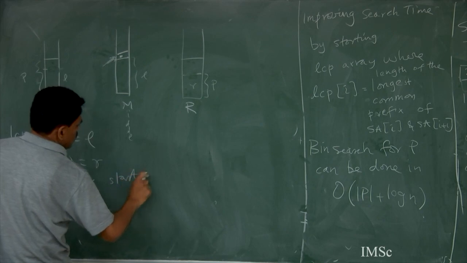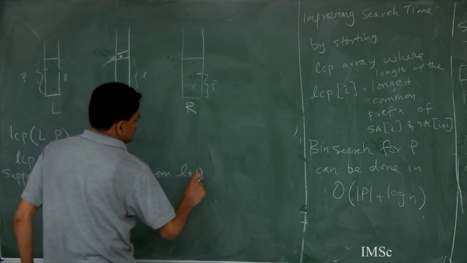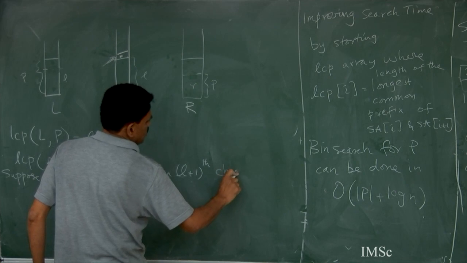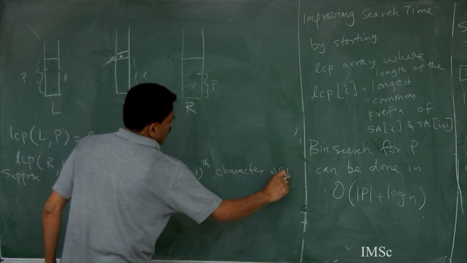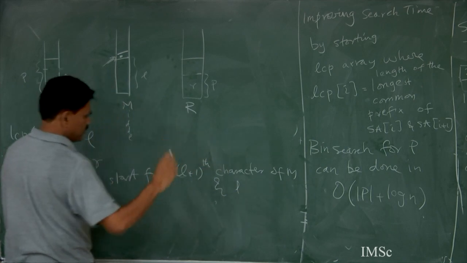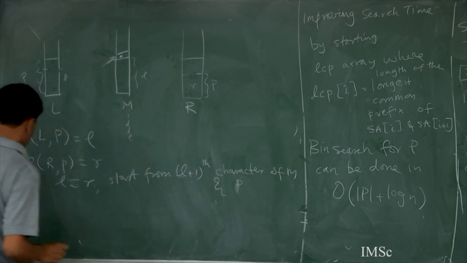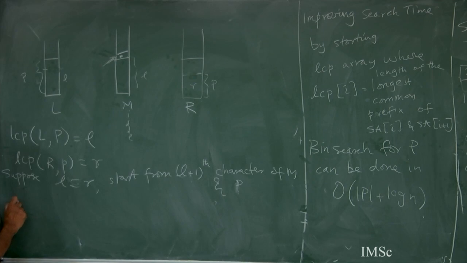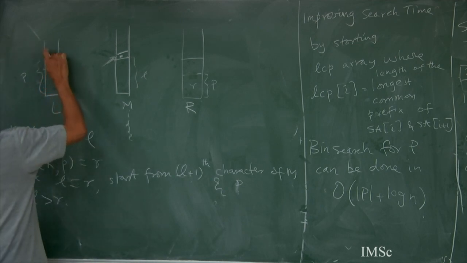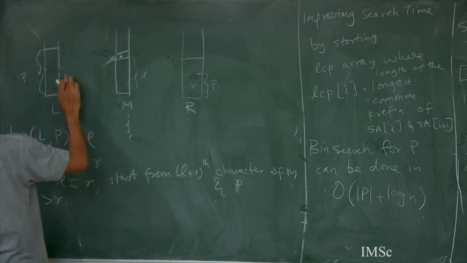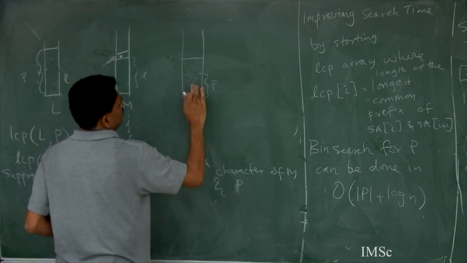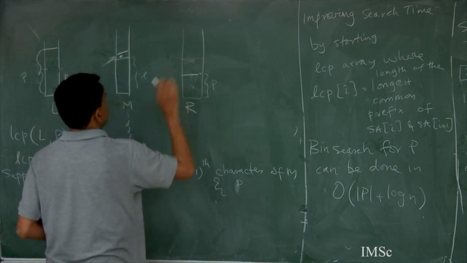Start from the l plus first character of M and P and start comparing. Okay, let us look at the case l is greater than r, and if l is less than r, it will be dealt with in an analogous way. So, suppose l is bigger than r, right. So, my pattern is matched with here, and this R is here.